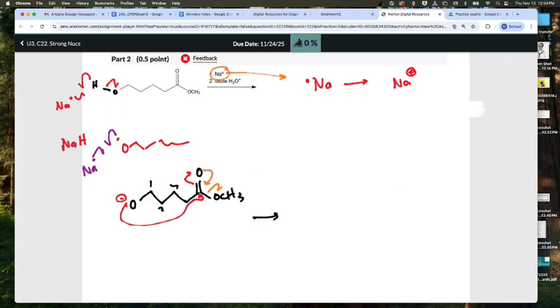1, 2, 3, 4, 5. So I just have a 5-membered ring again. The oxygen is the sixth member. This ends up being a 6-membered ring because that oxygen is actually part of that ring. The oxygen is connecting carbon 1 to carbon 5.